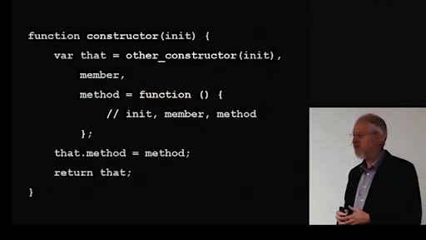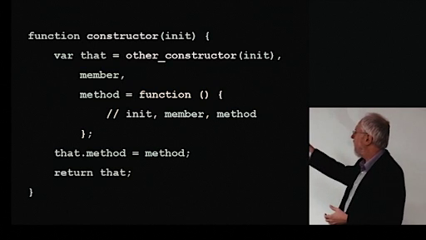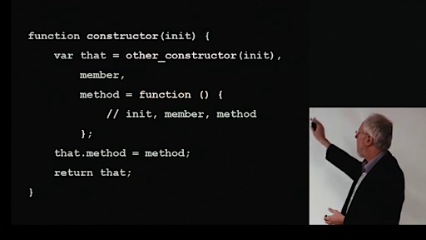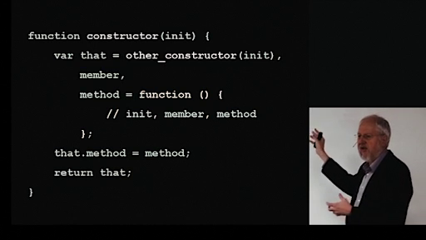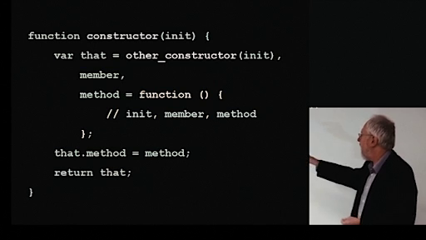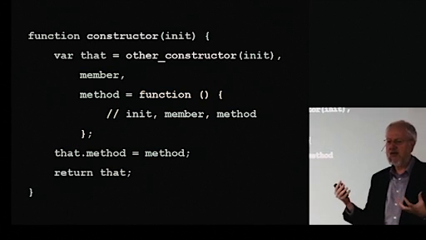Pattern for using functions to construct objects. And I've got my constructor function. I've passed in my initialization object. I'm calling another constructor, which allows me to inherit what that thing does. And I'm going to add stuff to that, or that will be the object that I'm constructing.